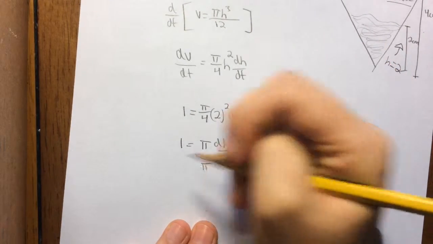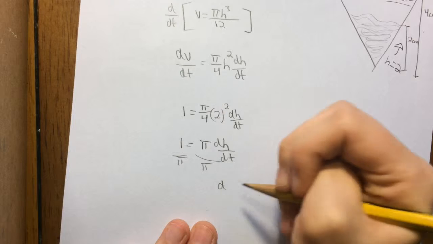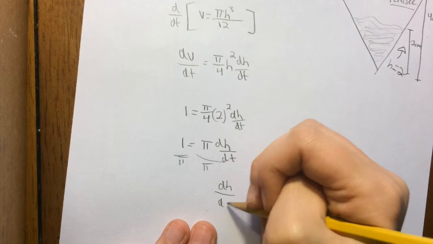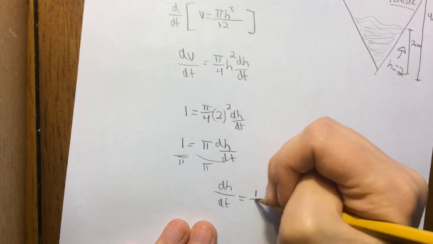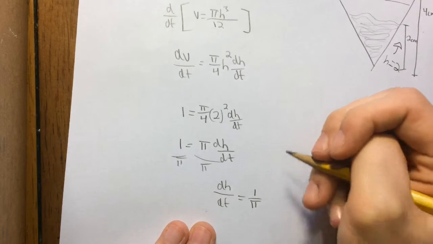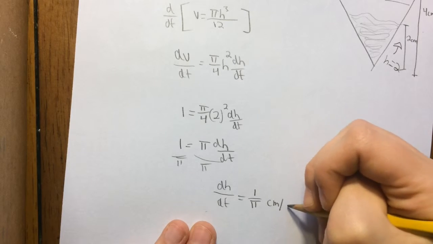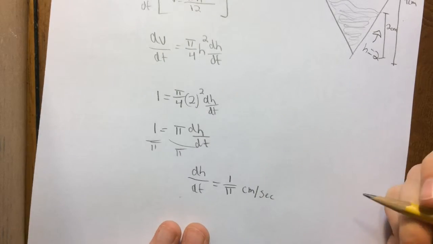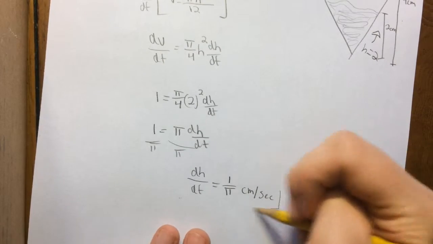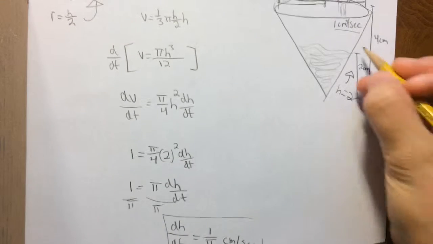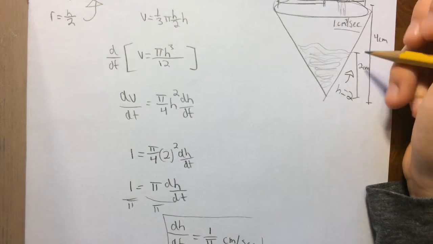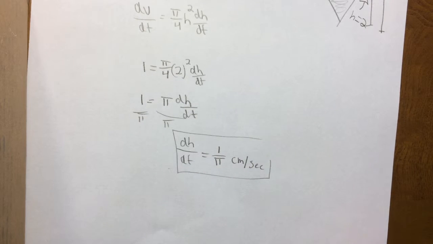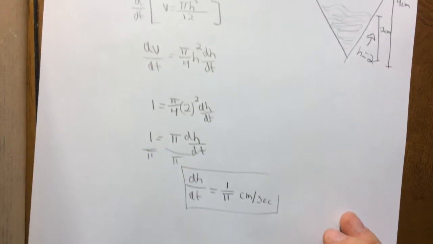Dividing by pi on both sides, we get that the rate of change of the height with respect to time is 1 over pi, and to label it correctly, it would be centimeters per second, because it is a rate at which a variable is changing. To sum it up, when the water is at a height of 2 centimeters, the height is changing at a rate of 1 over pi centimeters per second. And that is related rates.